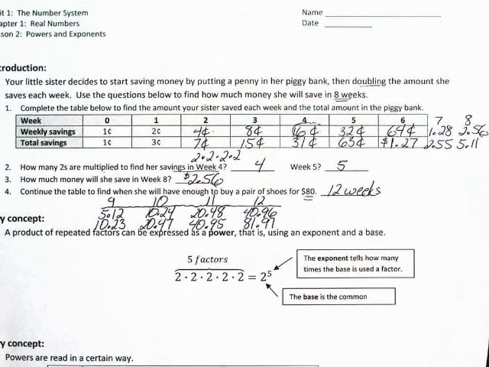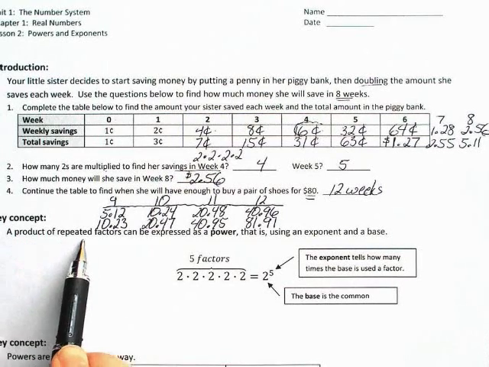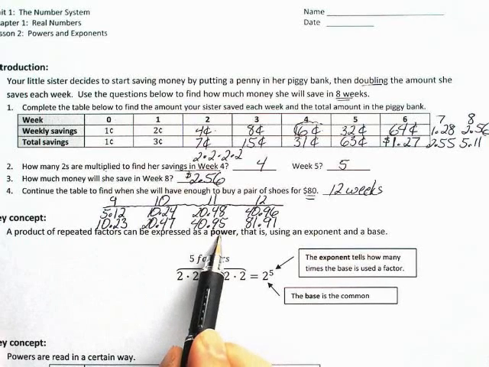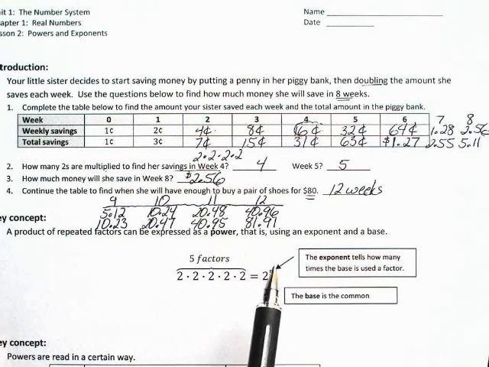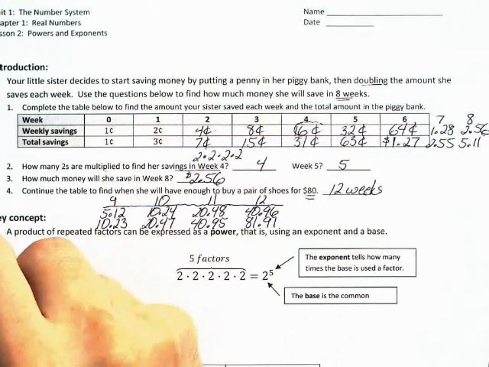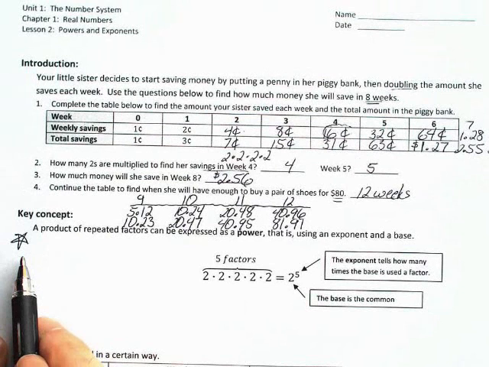today's lesson. So the key concept for today is a product of repeated factors can be expressed as a power. And what a power is, it's a math expression that has an exponent and a base. So you might put a star by this. This is today's key concept for the lesson.